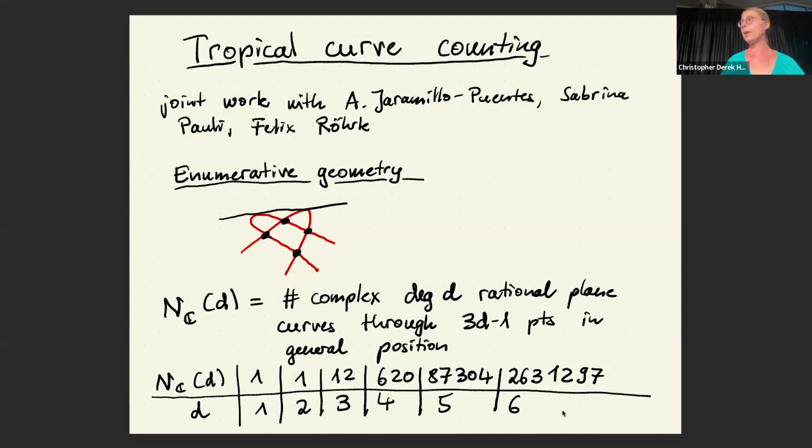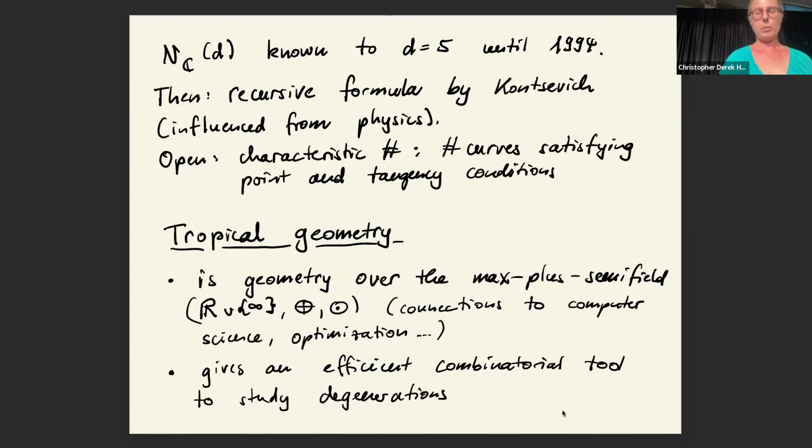Okay, now I will stop going through this table. I won't explain any further number. You just look at those numbers and you realize how quickly they actually grow. And I believe that you won't be surprised when I tell you that many of those numbers were not known for quite a while. Only until d equaled 5, they were known until 1994.